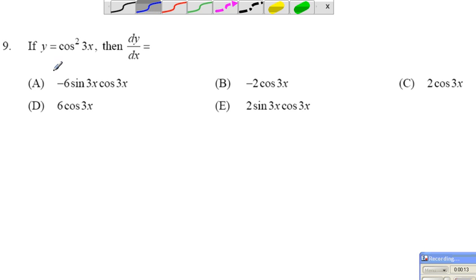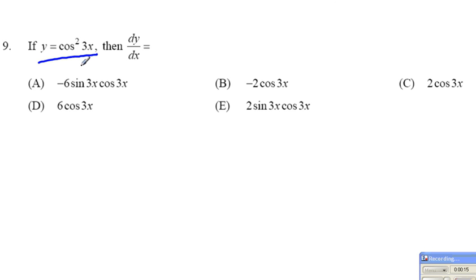So here we realize that y is equal to cosine squared 3x. Now if you wanted to look at this one a little bit differently, then you can write it this way: cosine of 3x, whole thing squared up. Then it might be a bit easier for you to look at it this way.